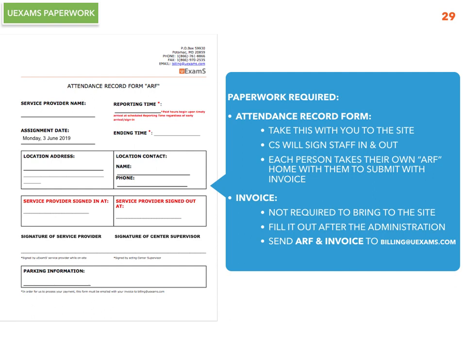After the exam is completed and you've brought home your completed attendance record form, complete your invoice and submit both of those forms along with any receipts for reimbursable parking expenses to billing@uexams.com. This email address is in the top right-hand corner of your form.